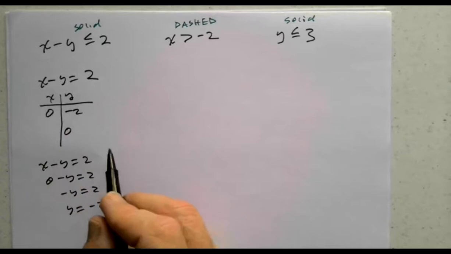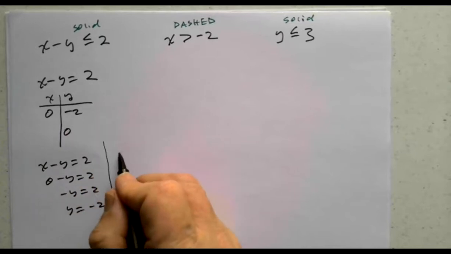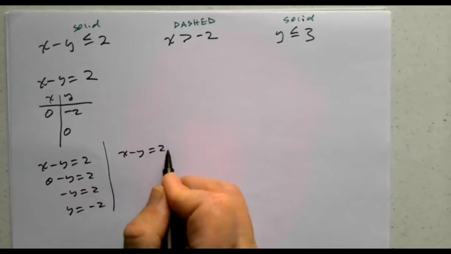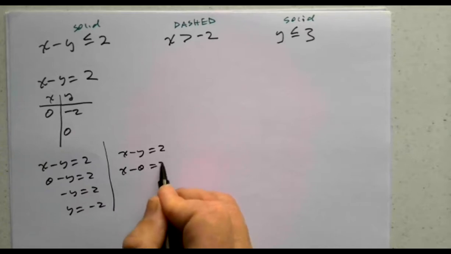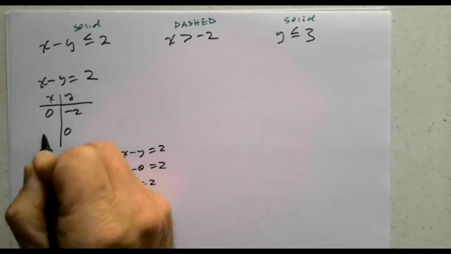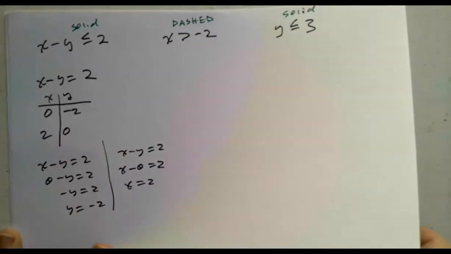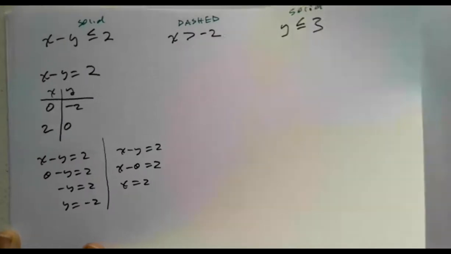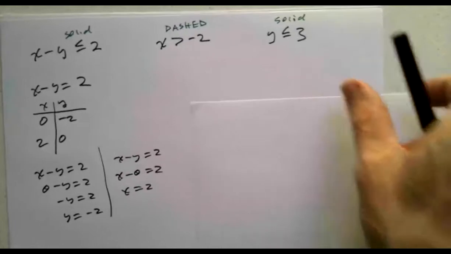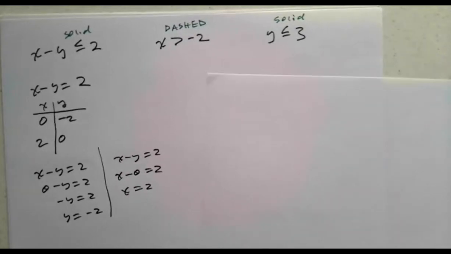If I let y be 0, what is x? x minus y equals 2. If I let y be 0, x minus 0 is 2, x equals 2. So I have (0, -2), and I have (2, 0). That's the first part of this. Now, I've got to see, do I shade towards (0, 0), or do I shade away from (0, 0)?